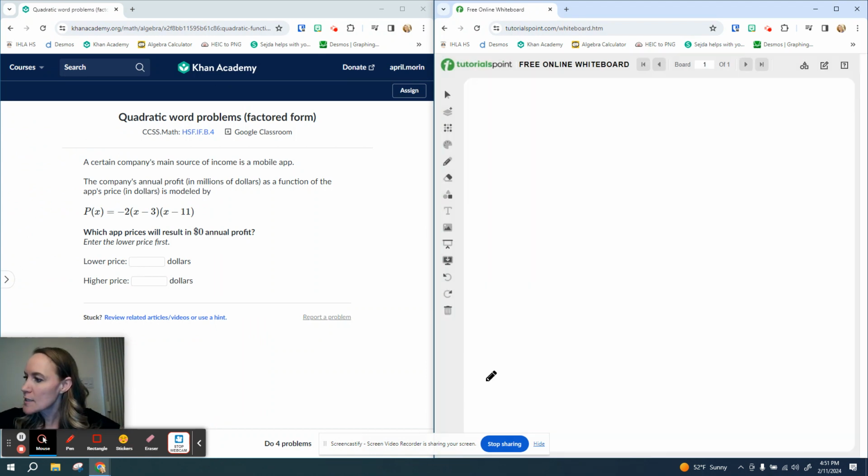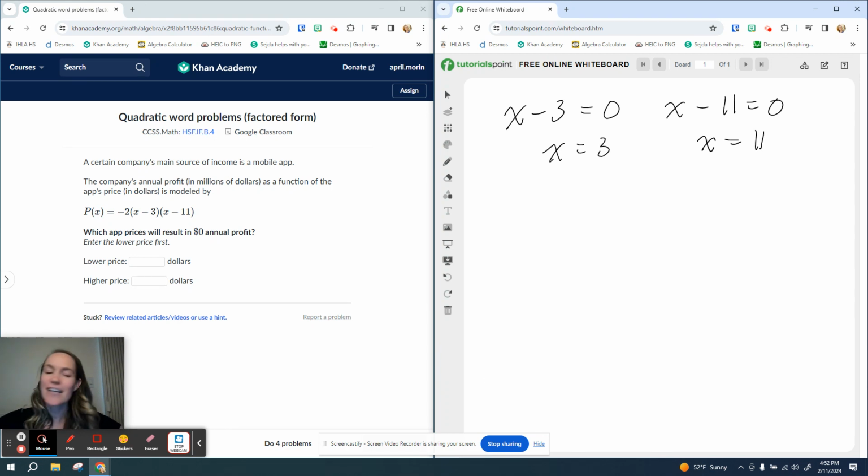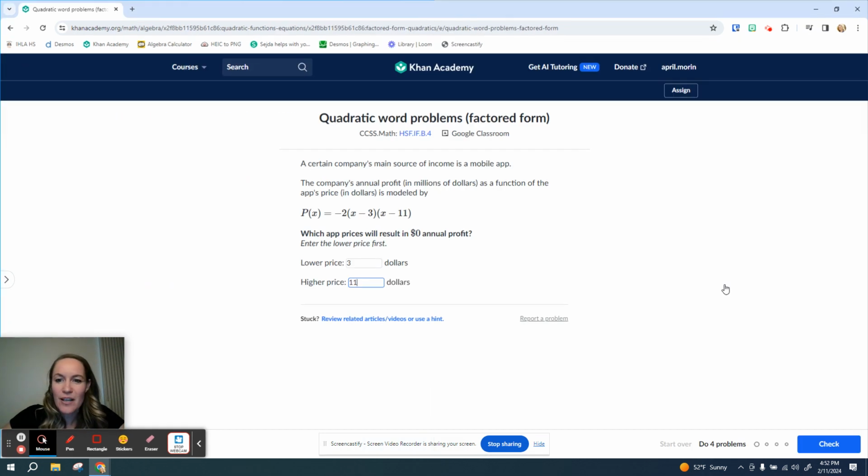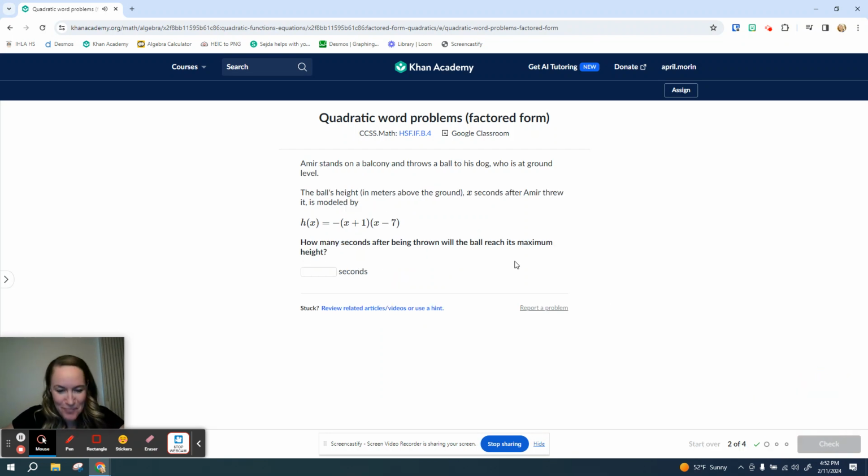So I'm going to take this piece, x minus 3 equals 0, and then x minus 11 equals 0. I'm going to solve for x, right? You don't even have to write this down here. You could look at this. Okay, x minus 3. What's going to make that 0 when x equals 3, right? When x equals 11, right? So what's the lower price? This 3. What's the higher price? 11, right? Super simple, super easy. No big deal. Don't let the word problem scare you. It's going to be okay.